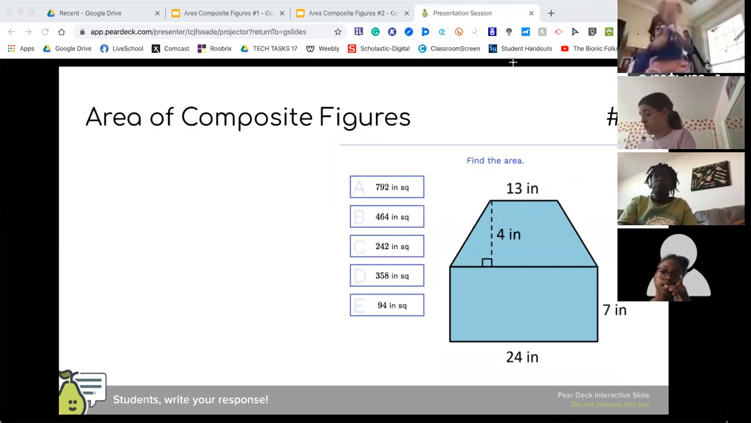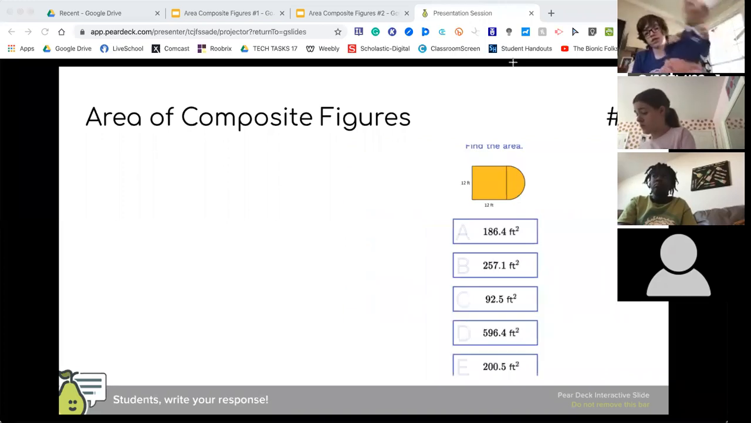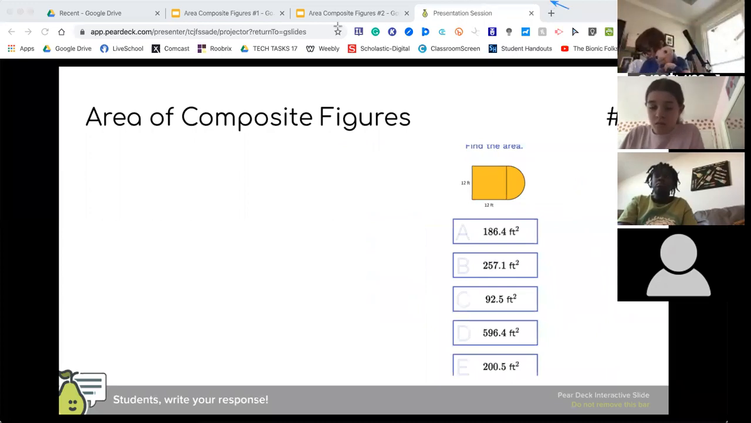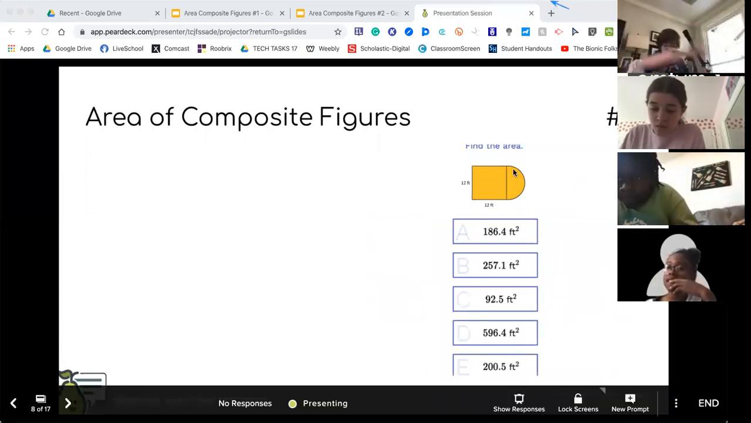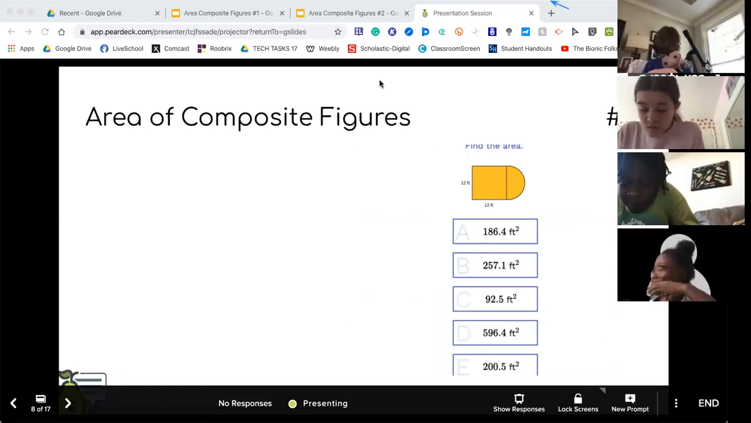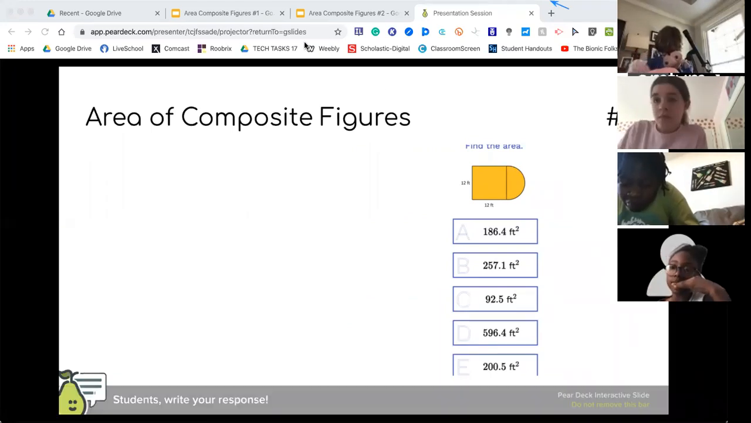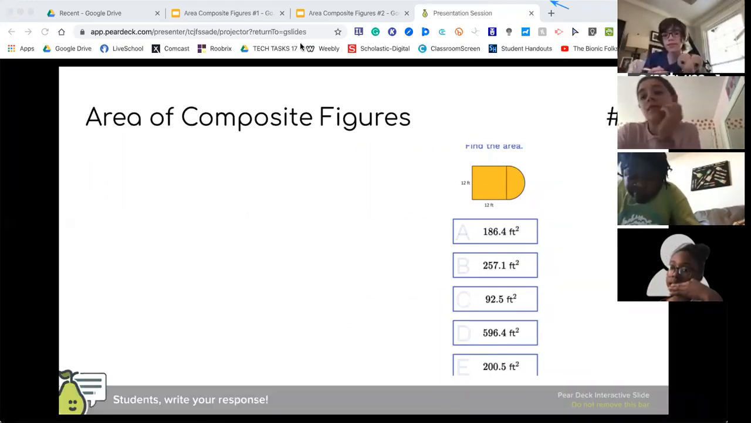Okay, let's go to the next one. Now you've got to use your circle calculator, right? So use your circle calculator. So let me walk you through part of it here. If you can do it by yourself, go on. If you want me to walk you through it, just listen.